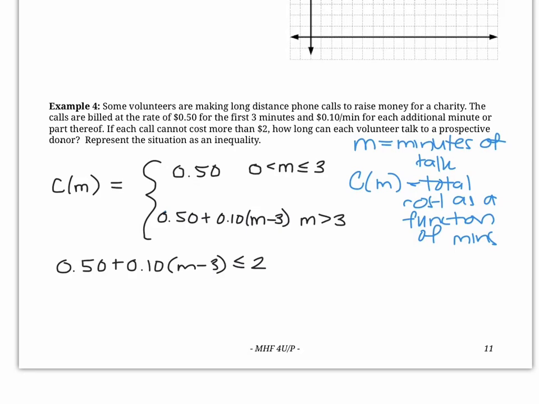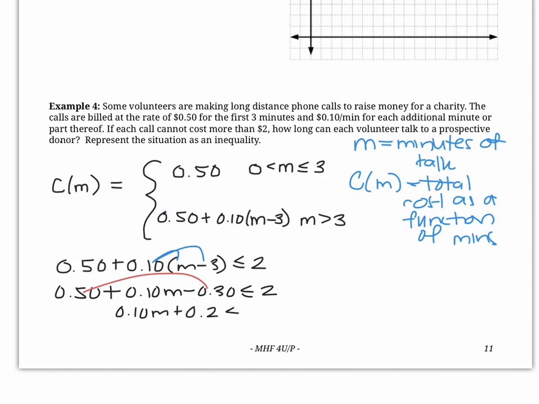First thing I'm going to do is expand this. I have 0.50 plus 0.10m minus 0.30 is less than or equal to 2. I'm going to isolate for m and collect like terms as we go. So we have 0.50 minus 0.30 right over here. I'm just going to subtract those two. So we have 0.10m plus 0.2 is less than or equal to 2.